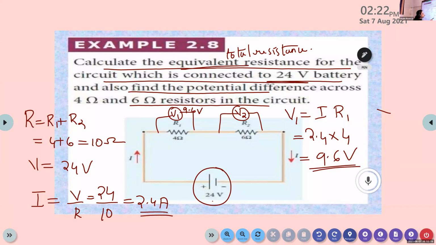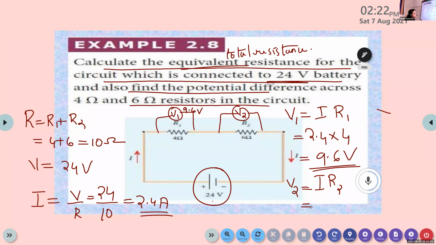Similarly, we can find out the voltage corresponding to resistor R2. What is the equation for calculating the potential difference corresponding to the resistor R2? If V1 is equal to IR1, what is the equation for calculating V2? V2 is equal to IR2.